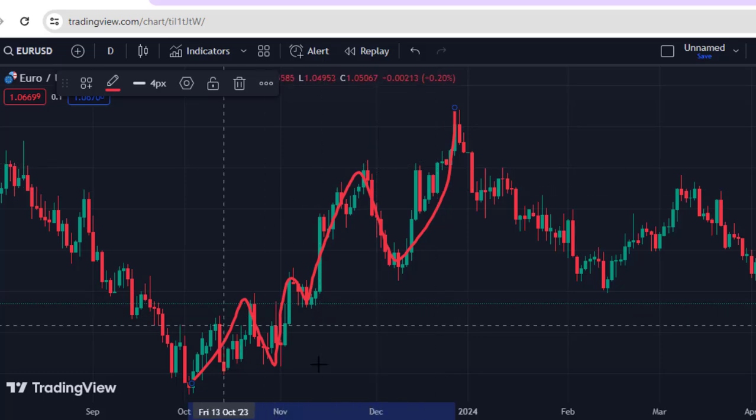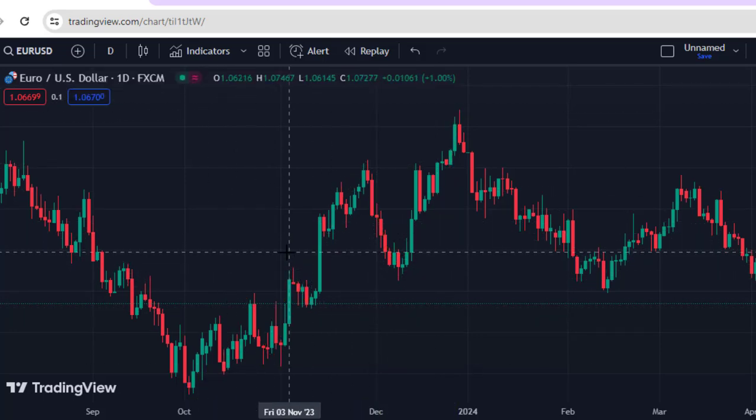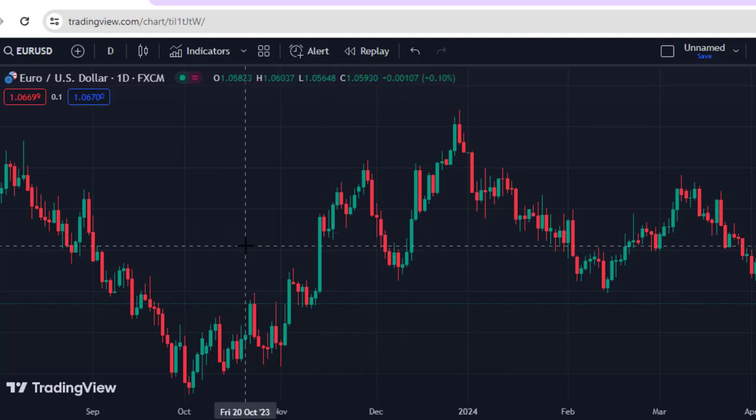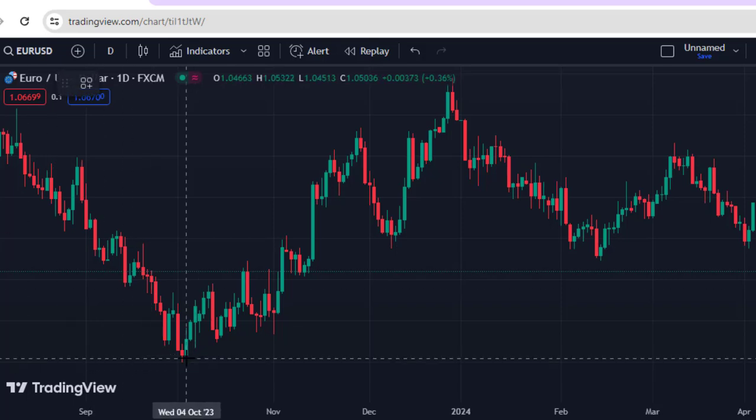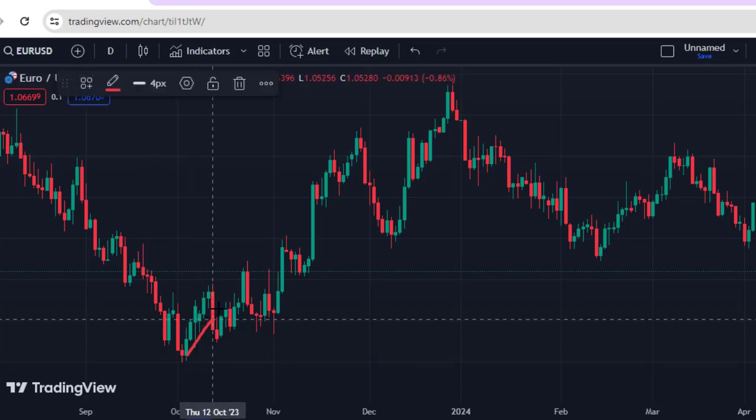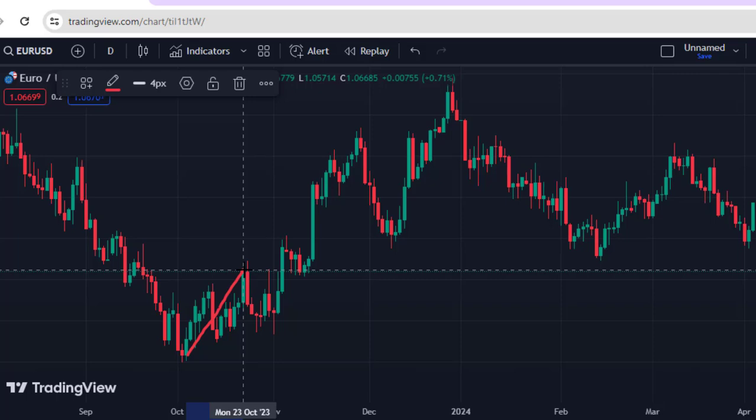Now if you look at this very movement, for me, if you want to really identify how the market moved right here, this is what you need to do. From this very area where the market starts moving to this very point is one significant move.